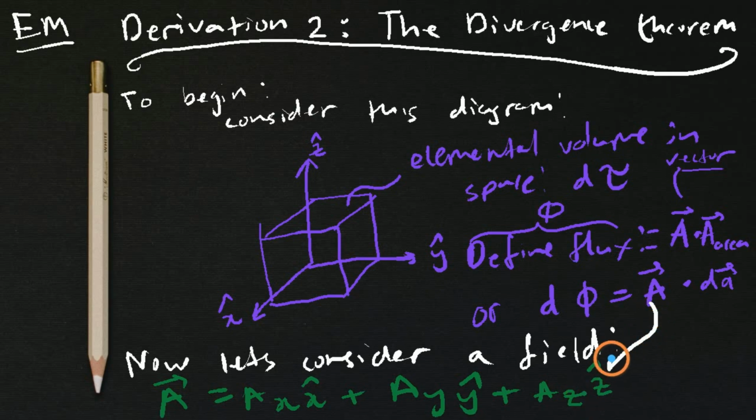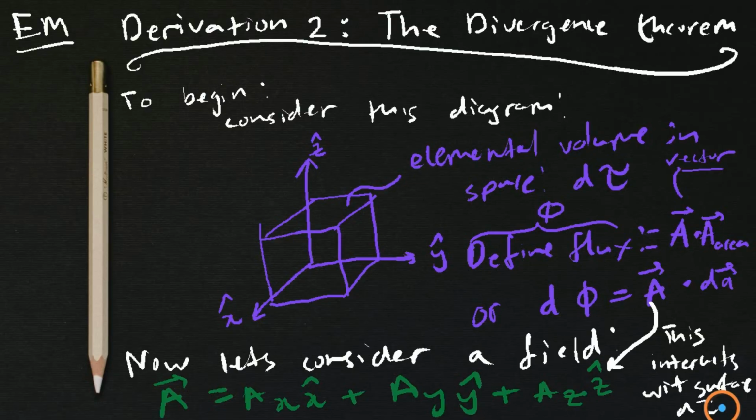So A is this particular vector which is going to penetrate this particular surface. And we are going to mention that this particular vector interacts, right? It interacts with that particular surface or that volume tau. So in this case, let's just say it interacts with this particular volume d tau. Okay, let's proceed to the next phase of this derivation.